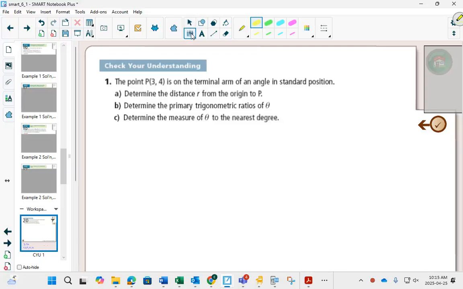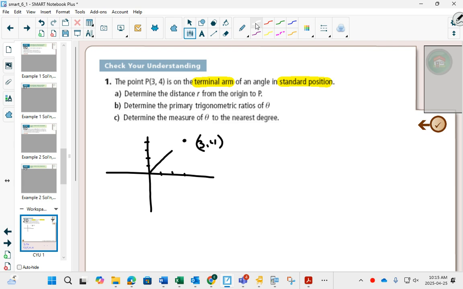So we had highlighted this definition earlier. Terminal arm is where an angle ends. The angle is in standard position, so we know it has to start from the positive x-axis. And they tell us a point, so I'm going to draw a little grid. 3, 4, 1, 2, 3, 1, 2, 3, 4, there it is. 3, 4. This is the terminal arm. This is the angle in standard position.